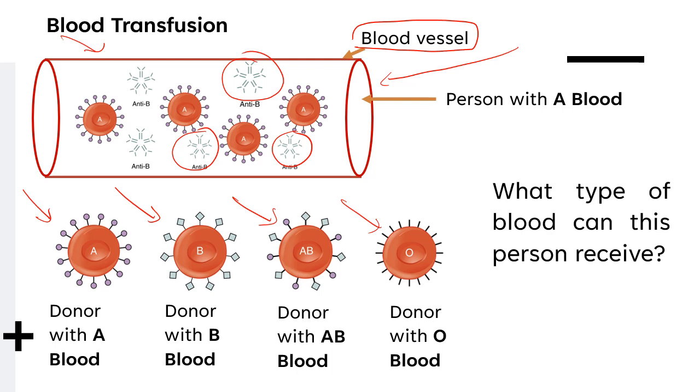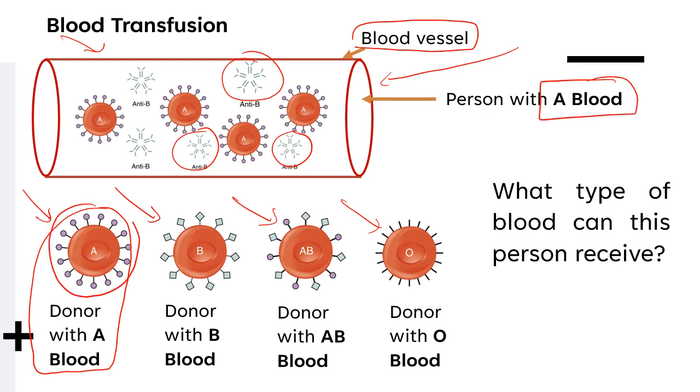So first, we have a donor who has blood type A. The patient has blood type A as well. So you see that the red blood cells of the donor are identical to the red blood cells of the patient. So there's not going to be a problem to donate. So this person can donate.